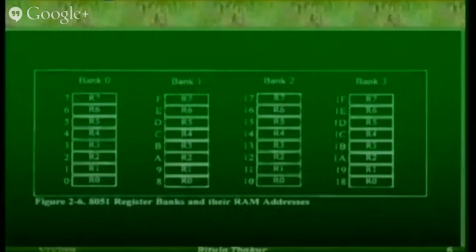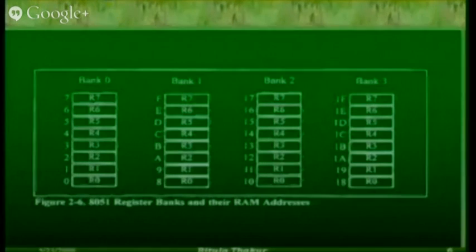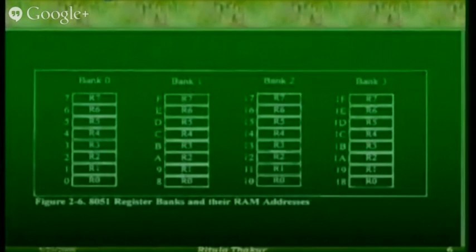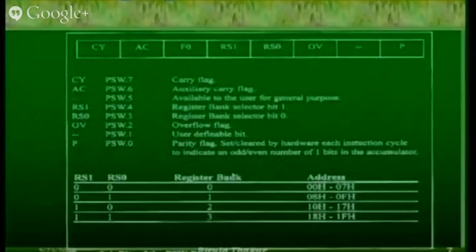So these are the register banks and their RAM addresses. This is register bank 0, and in this we have R0 to R7, and it has got addresses from 0 to 7. Similarly, register bank 1, register bank 2, and register bank 3. Now this is the program status word register or the flag register. Flag register, basically mostly people know it in the microprocessor. Microcontroller में हम इसको program status word register कहते हैं.